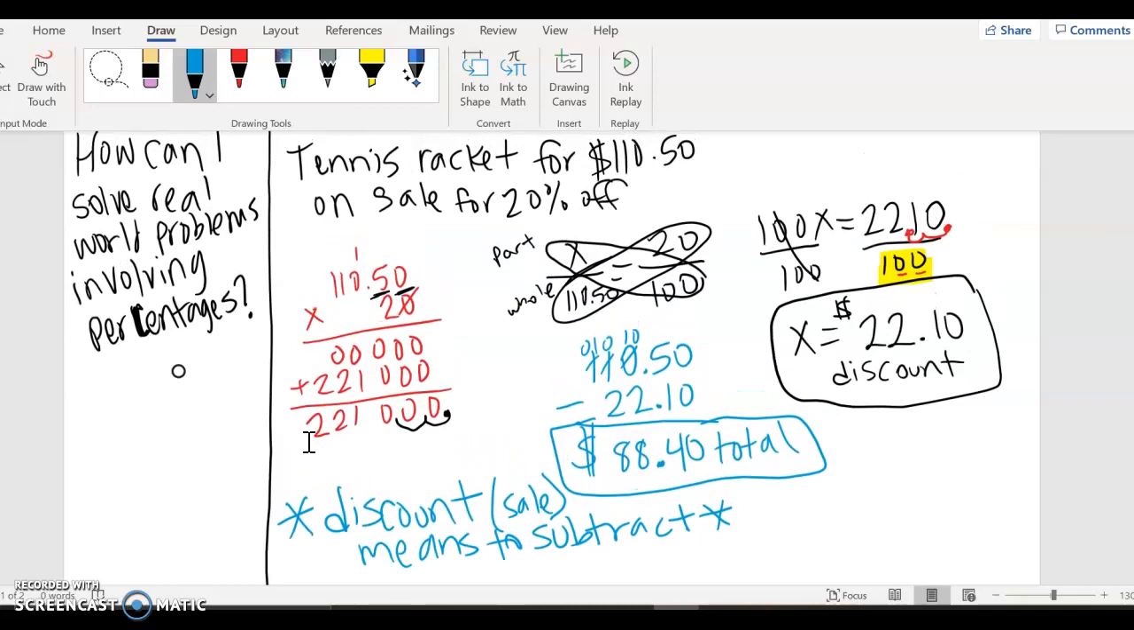So step 1, we had to figure out how much our discount was going to be. Then step 2, we had to subtract it to get our total cost.